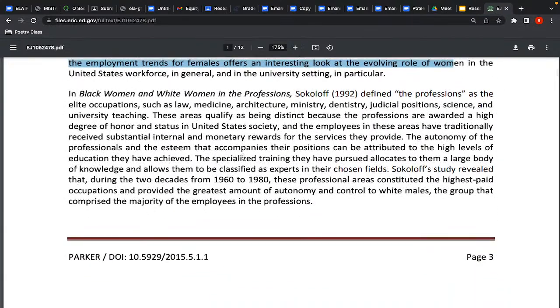In black women and white women in the professions, Sokoloff defined the professions as the lead occupations such as law, medicine, architecture, ministry, dentistry, judicial positions, science, and university teaching. These areas qualify as being distinct because the professions are awarded a degree of honor and status in United States society, and the employees in these areas have traditionally received substantial internal and monetary rewards for the services they provide. The autonomy of the professions and esteem that accompanies their positions can be attributed to the high levels of education they have achieved.